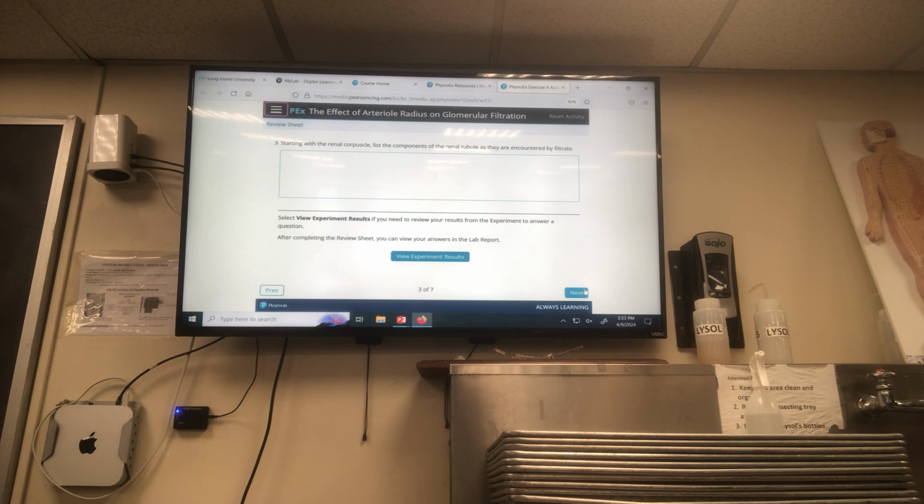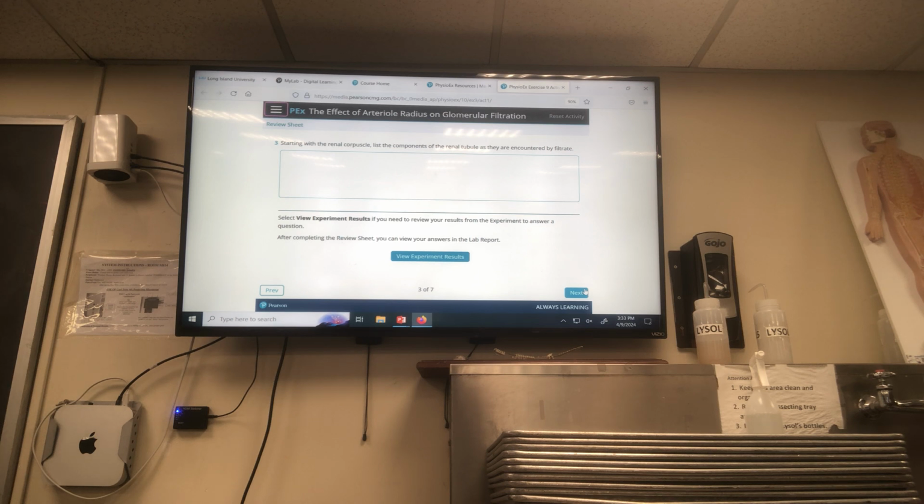Starting with the renal corpuscle, list the components of the renal tubules as they are encountered by the filtrate. Well, that's easy. So I have my renal corpuscle, and then I have my Bowman capsule. After the Bowman capsule, you have the proximal convoluted tubule. Then you have the descending loop of Henle. Then you have the ascending loop of Henle. Then you have the distal convoluted tubule. Then you have the collecting duct.